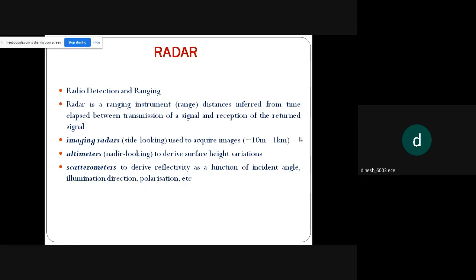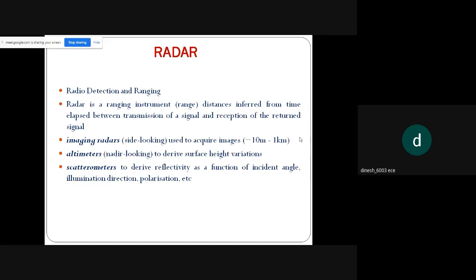So radio detection and ranging. This is your radar. This radar is a ranging instrument, meaning it measures distances inferred from the time elapsed between the transmission of a signal and reception of the returned signal. So the time taken between the transmitted signal and the reflected signal is measured, and depending upon that we can find at what distance the target is present. Mostly this radar was used for military purposes in order to identify tanks, enemy locations, enemy missiles, enemy positioning and so on.